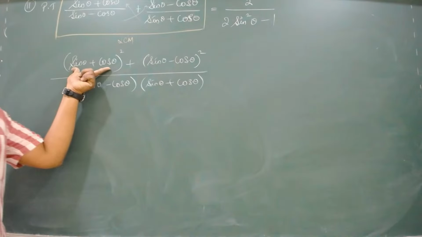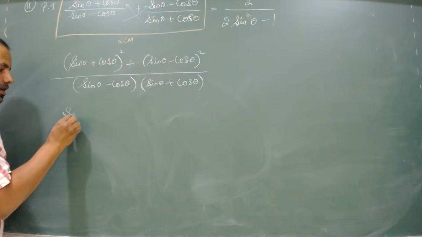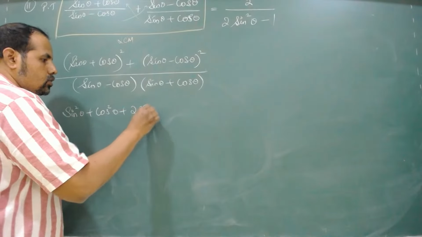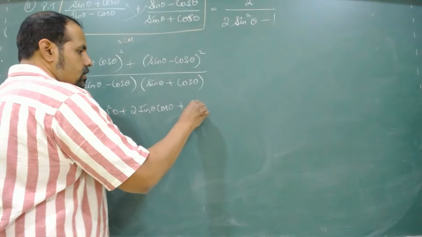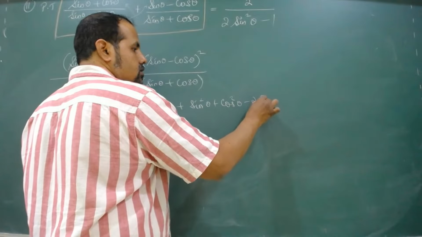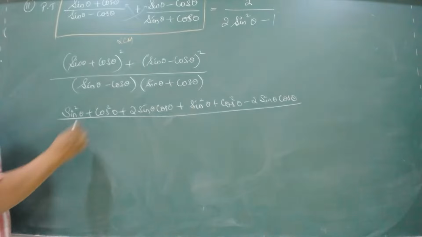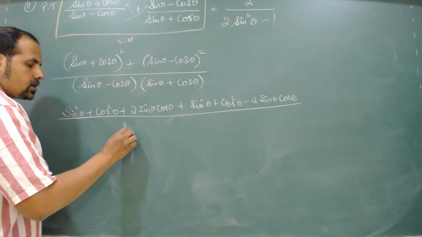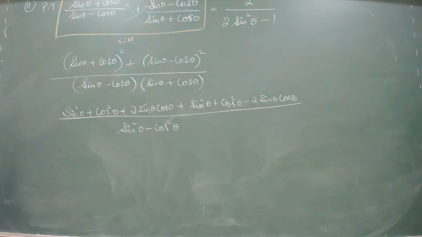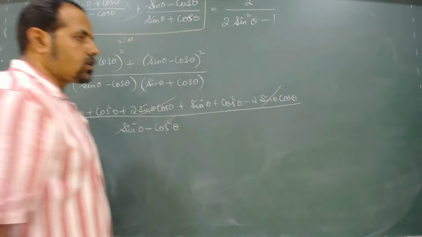Now let us use the identity a plus b the whole square and a minus b the whole square. A plus b the whole square is a square plus b square plus 2ab. Again here a square plus b square minus 2ab, divided by sin square theta minus 1 into sin square theta plus 1, which is sin square theta minus cos square theta. Now, can we cancel 2 sin theta cos theta here, minus 2 sin theta cos theta here?